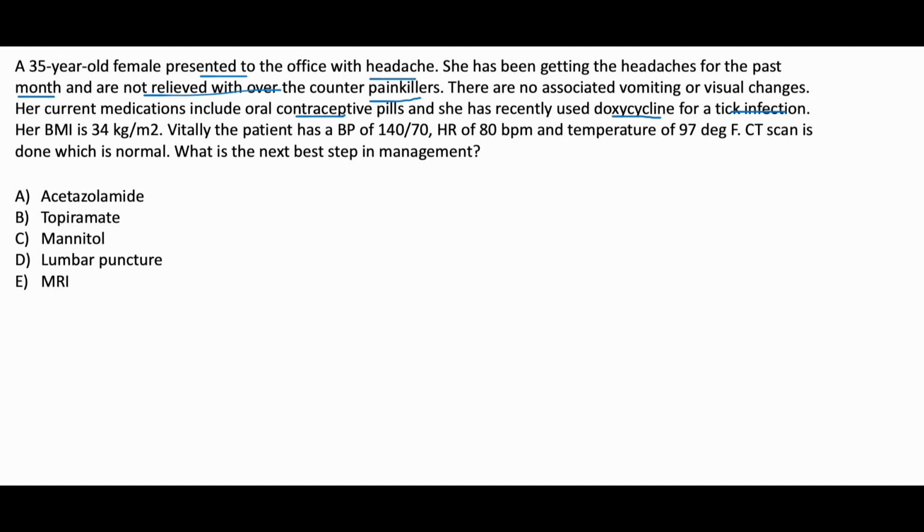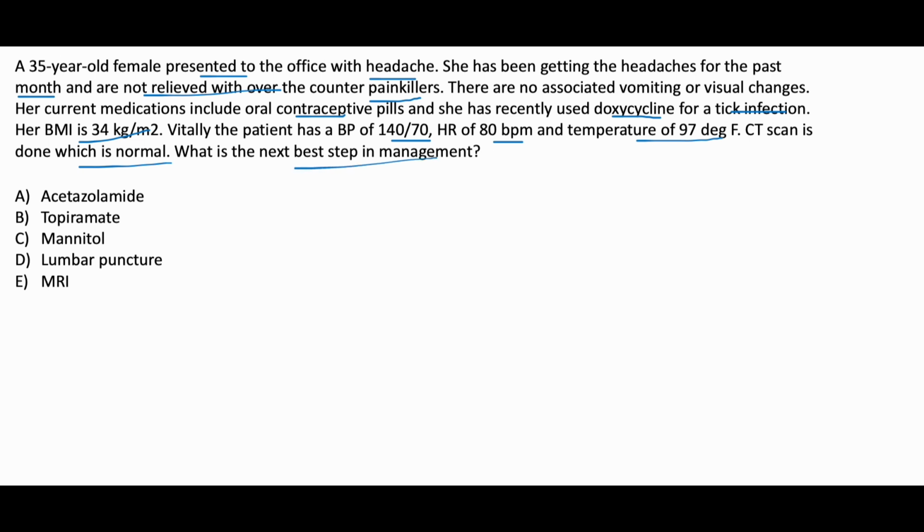Usually, for most of the tick infections, you give doxycycline. So that could be Lyme disease, could be a lot of other tick diseases. BMI is 34, which is obese. Vitally, the patient has a blood pressure of 140/70, heart rate of 80, temperature is 97, so that's fine. Slightly there is hypertension there. CT scan is done, which is normal. Which of the following is the next step in management?